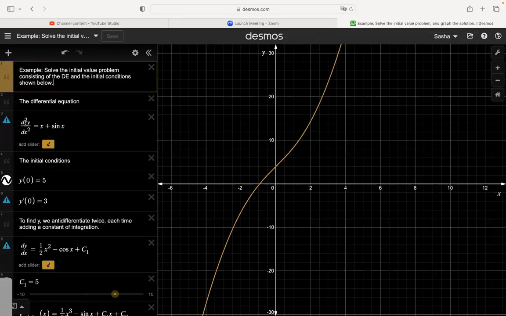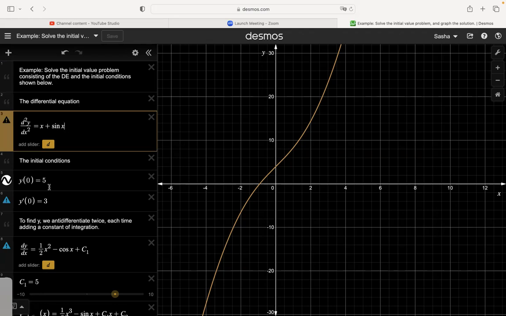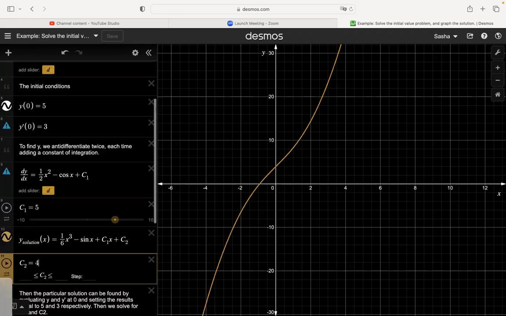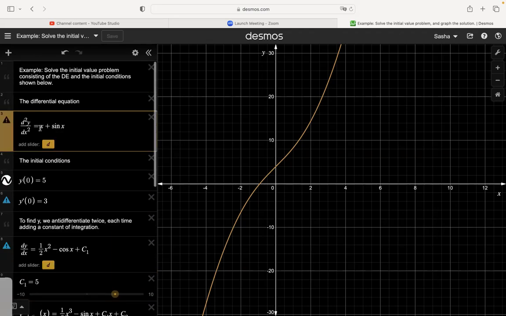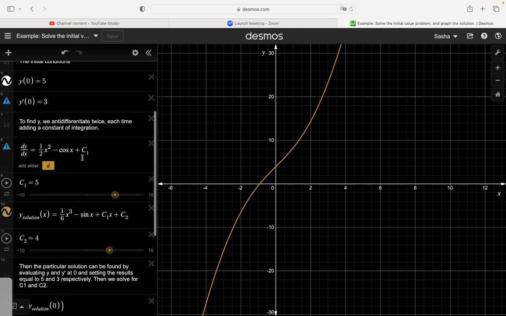Okay, so we had this differential equation. It was second order. And we had these two initial conditions. In order to find y, we antidifferentiated twice. So when we take the antiderivative of y double prime, the antiderivative of x is that 1/2 x squared. The antiderivative of sine of x is the negative cosine of x. Then we add that constant of integration. And then when we antidifferentiate again, we antidifferentiate this term, which gives us 1/2 times 1/3 x to the third, which simplifies to 1/6 x to the third. And then we subtract the antiderivative of cosine of x, which is sine of x. And then we add the antiderivative of C1, which is C1 times x, and then we add a second constant of integration. So our solution looks like this.